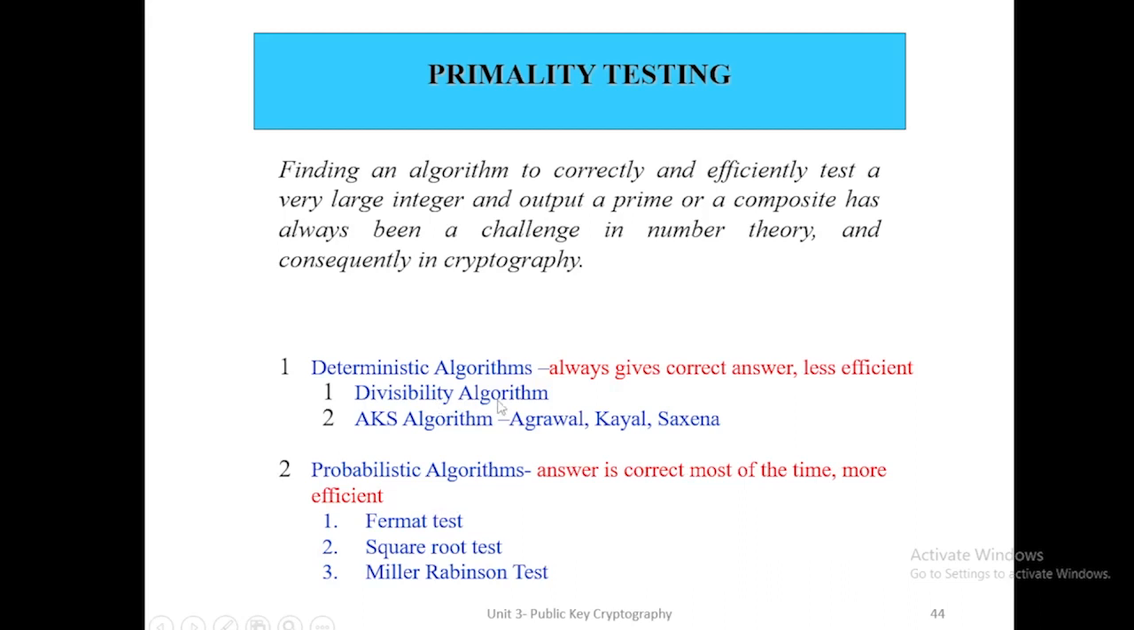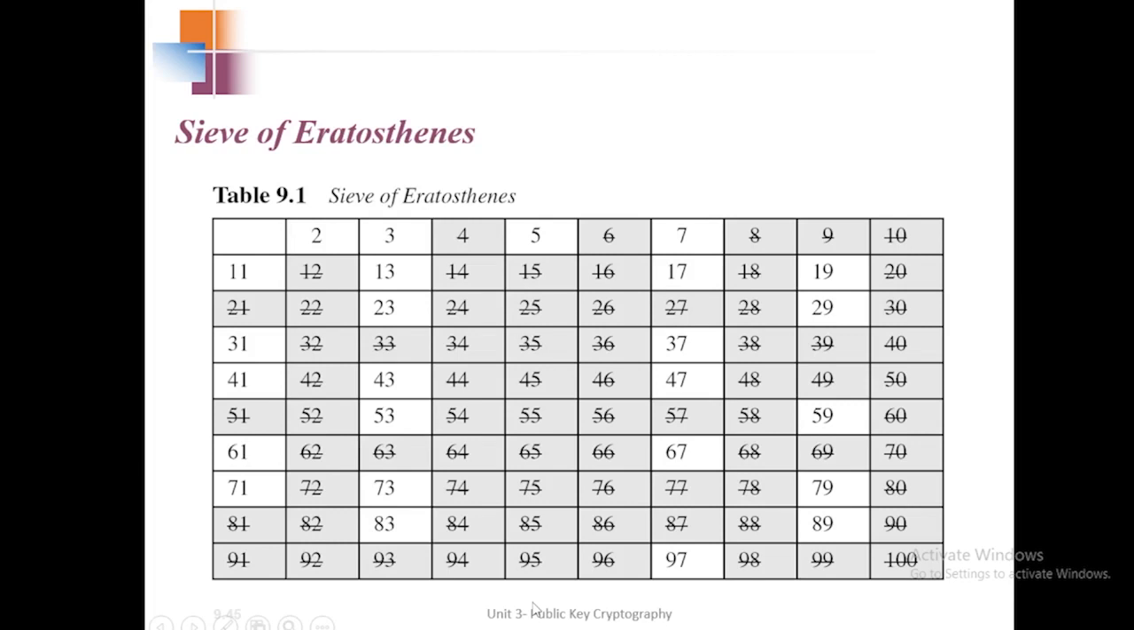To find out whether a number is prime or not, we divide from 2 onwards. First we divide the number by 2, then 3, 4 and so on. The loop continues up to n minus 1, or otherwise we stop at the square root of n. This is the divisibility algorithm. In a probabilistic way, one of the important methods is the Miller-Rabin test. Let us discuss the test in the coming sessions.